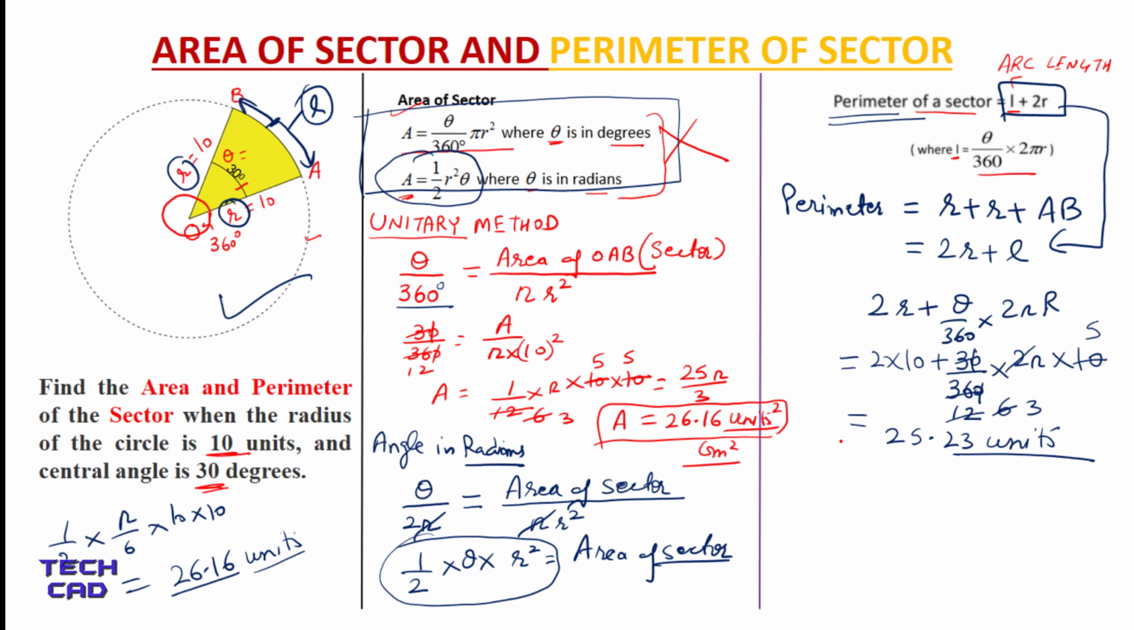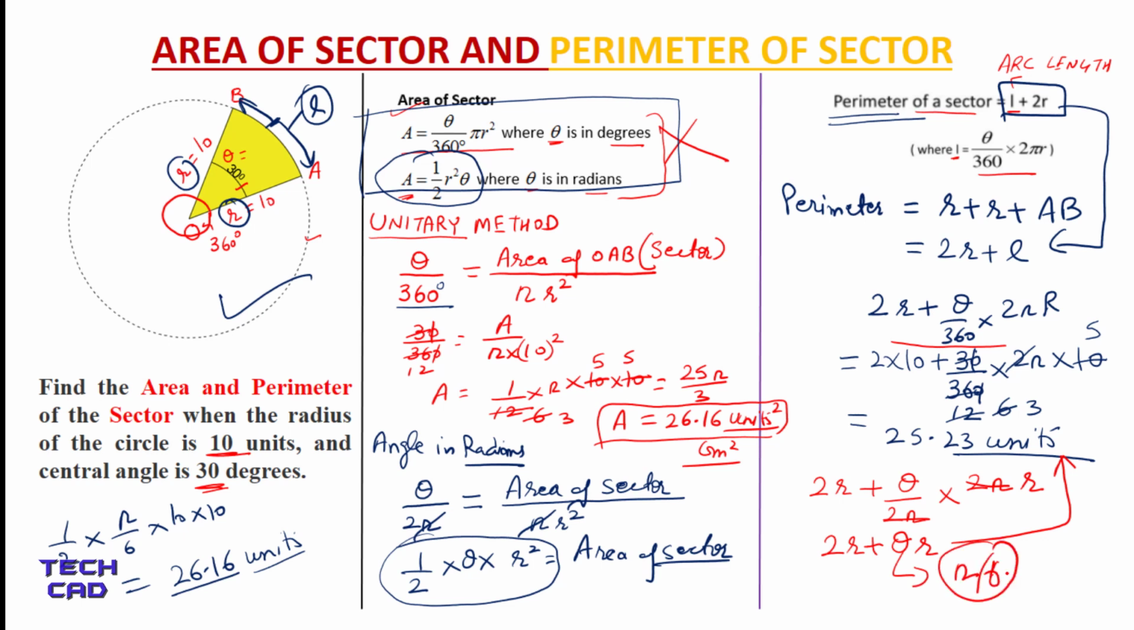Now what about radians? Now just put the value here. Instead of 360, put 2 pi. So our formula would be, 2 pi cross, so we are left with 2r plus theta r. This is our formula, and just by putting the values you will get the answer as 25.23. But remember, theta is not 30 now, it is pi by 6. So this is a way to find out the area of a sector and the perimeter of a sector.